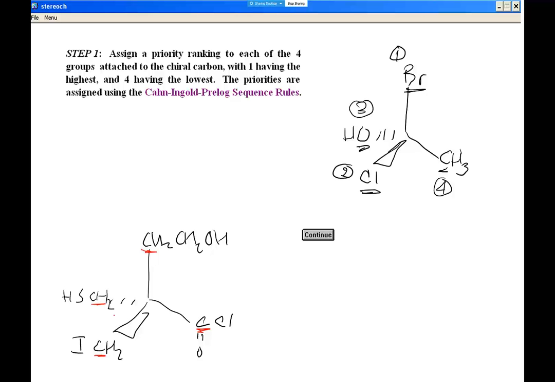So what's attached to the top CH2 here? Two H's and a C. So that's what's attached to that carbon. Down here, what's attached to that carbon? Two H's and an S. What's attached over here? Two H's and an I. And then what's attached over here? A chlorine and an oxygen.